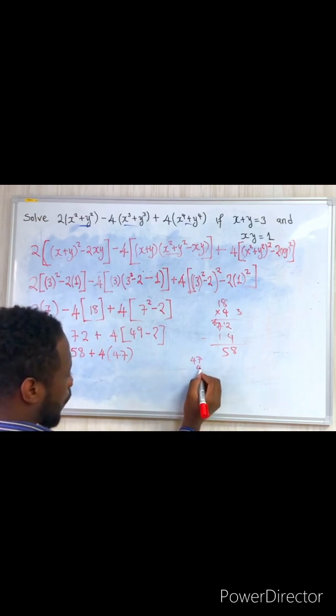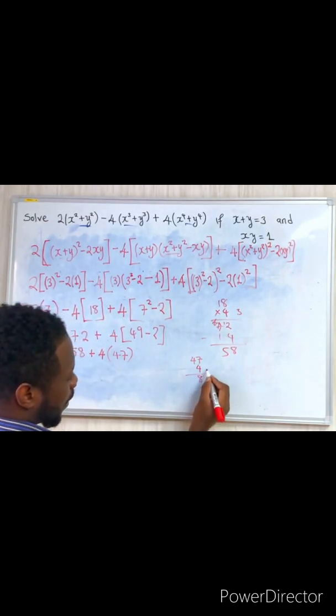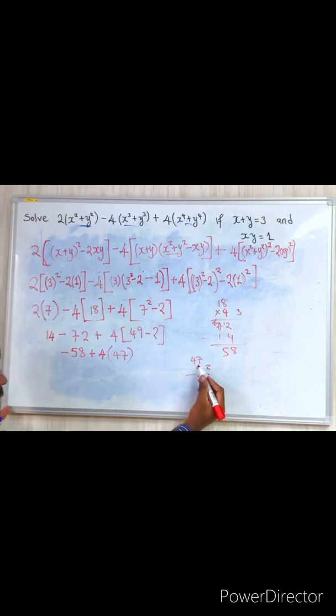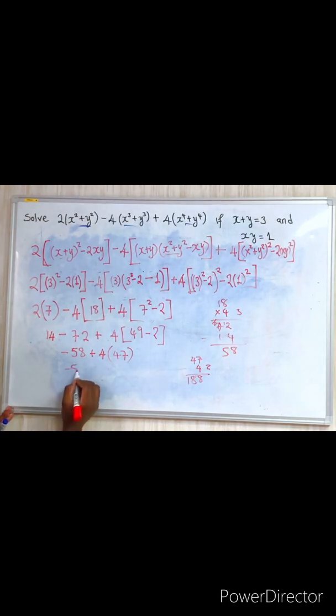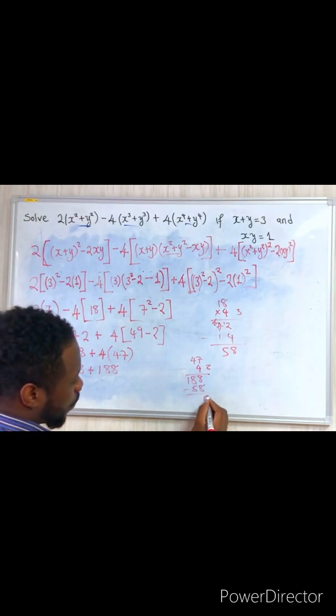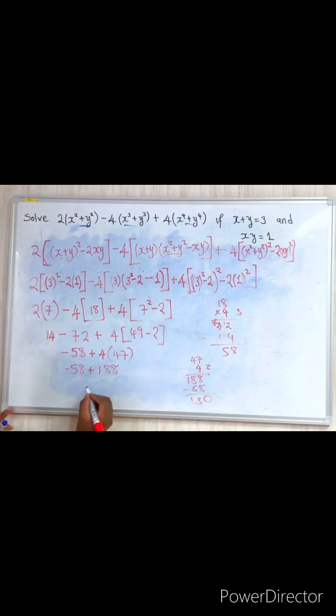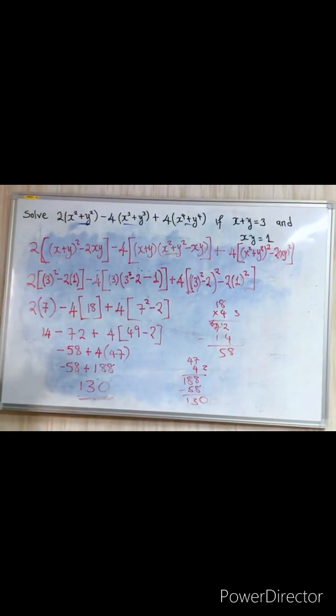So 47 multiplied with 4. This one will give you 28. This one will give you 16. So which is 188. So minus 58 plus 188. When you subtract 58, what you remain with is 130. So our final answer was 130. That was the final answer for that equation.